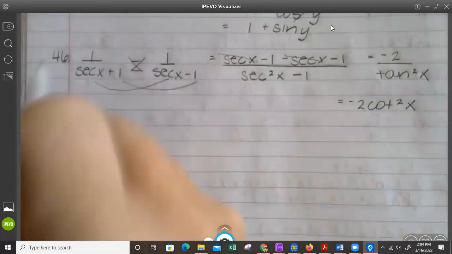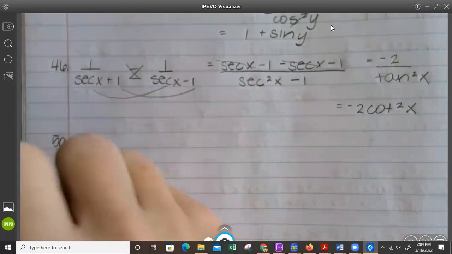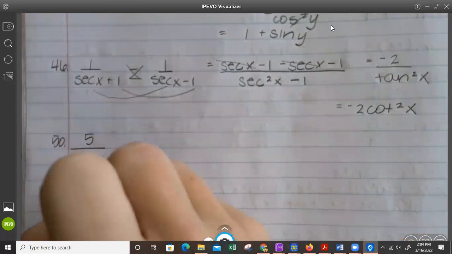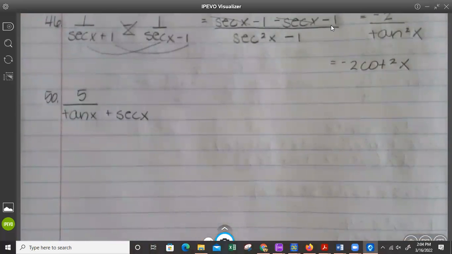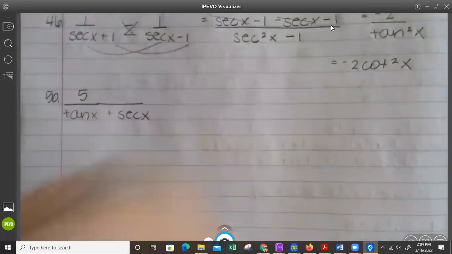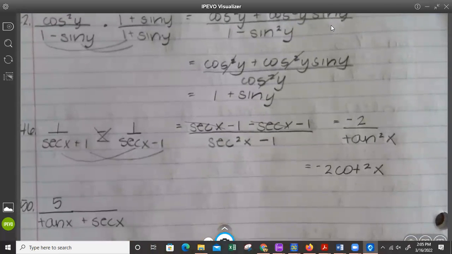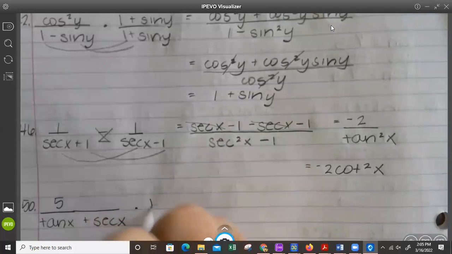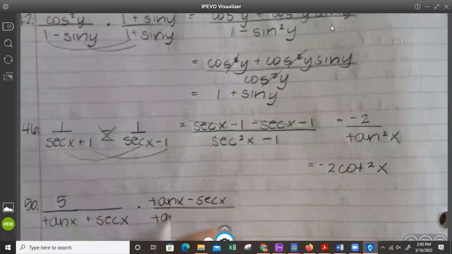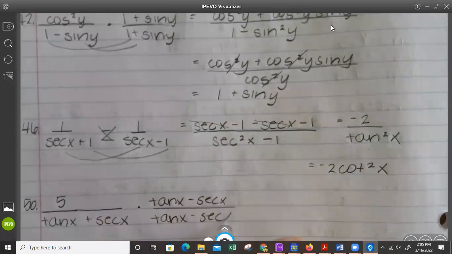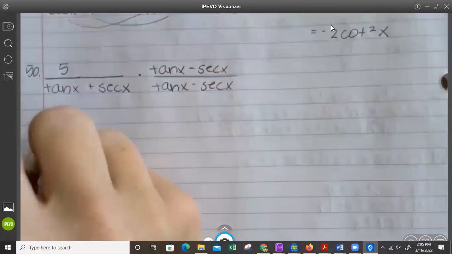All right, so 50 was 5 over tan x plus secant x. How do I fix it? It's just like 42. Notice it's just like 42. What do I have to do? Multiply by the conjugate, tan x minus secant x over tan x minus secant x. You can distribute your 5 or just stick it together. It doesn't matter.